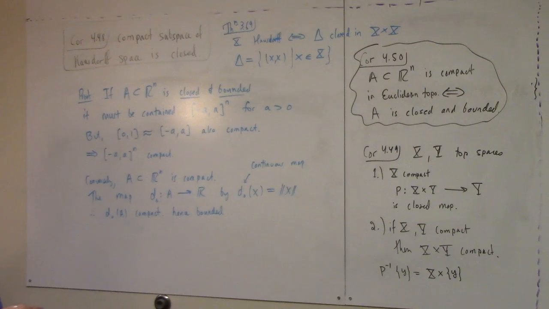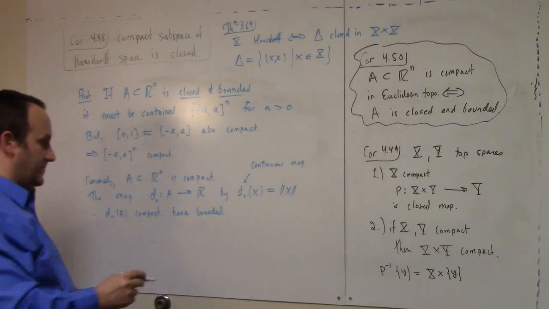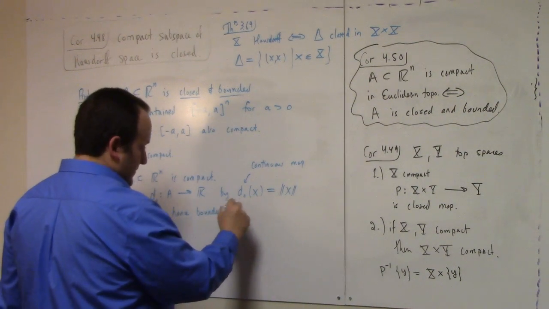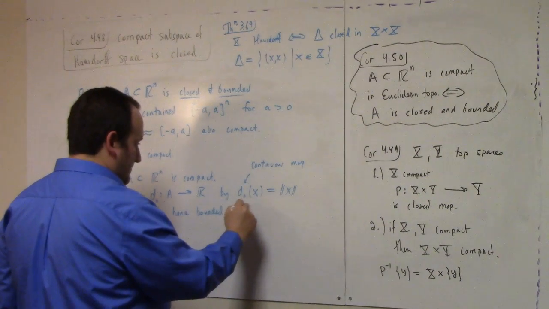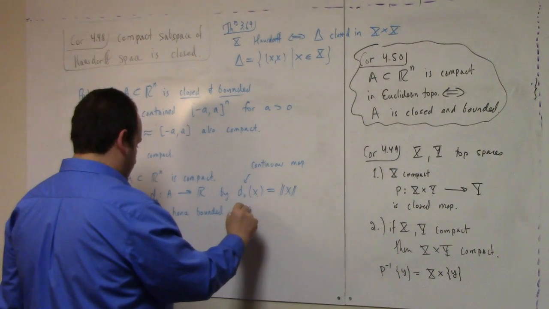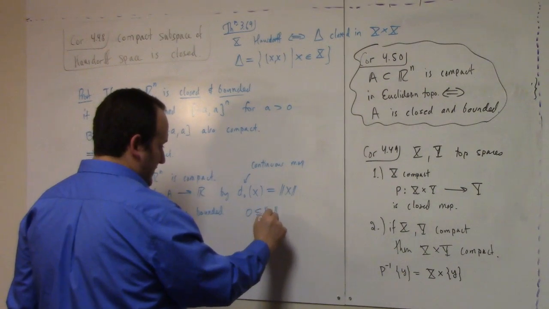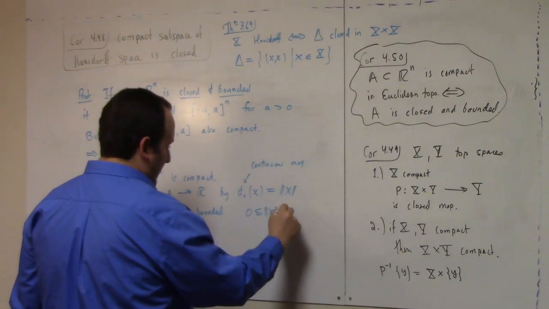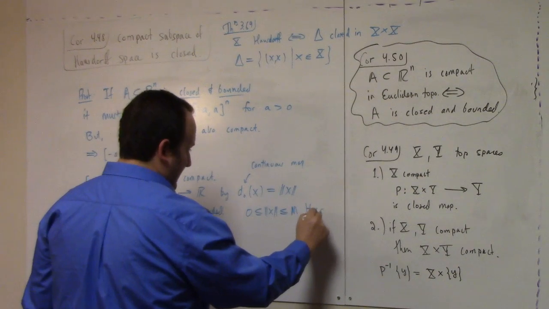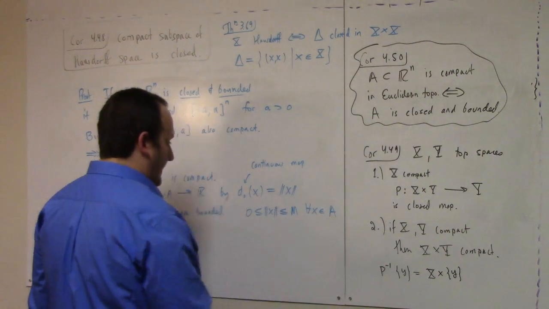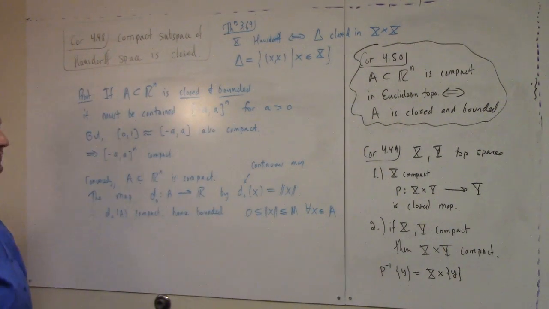So that means that you have, how can I say this, 0 less than or equal to the absolute value, the length of x, less than or equal to some constant m for all x in A. Which is to say it's bounded. But what else do I need? So we got bounded. Why is it closed?